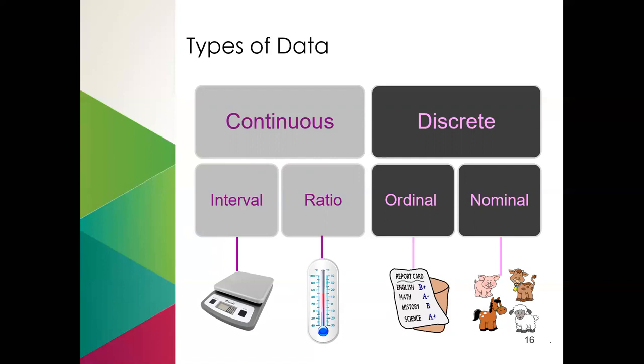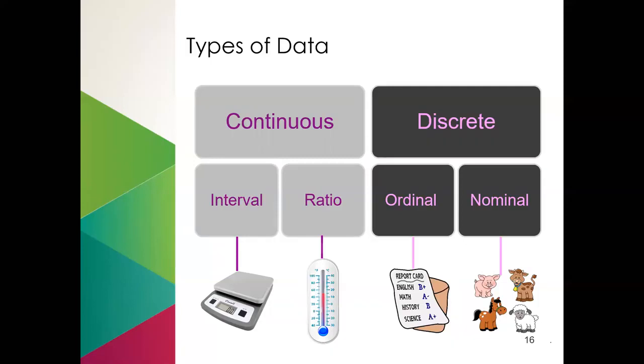Discrete data can also be called categorical data. This is when data points are sorted into categories based on some characteristic or measurement. And then you can divide discrete data into ordinal and nominal. Ordinal data is where the categories you're sorting them into have some kind of logical ranking or order.